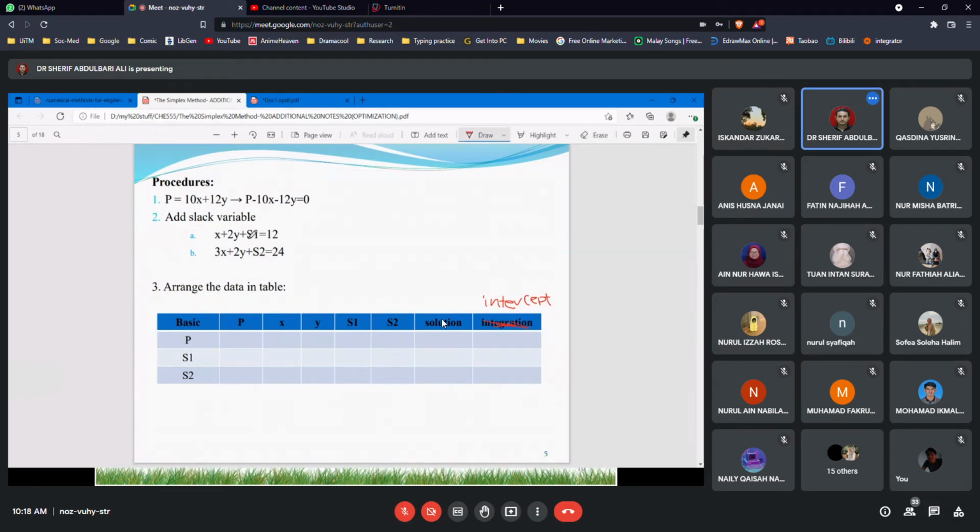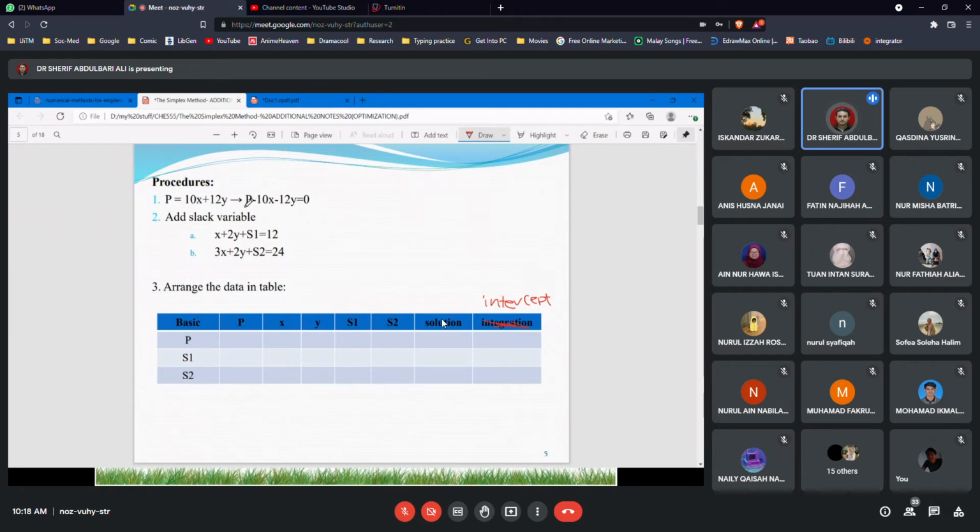Okay, so I have a variable p, I have x, I have y. So p, x, and y. I have s1 and s2, so s1 and s2. So remember that we are saying the first row is the objective function, so it's p. And here you are going to put the slack variables of the constraints, s1 and s2. Now we start to put the values.